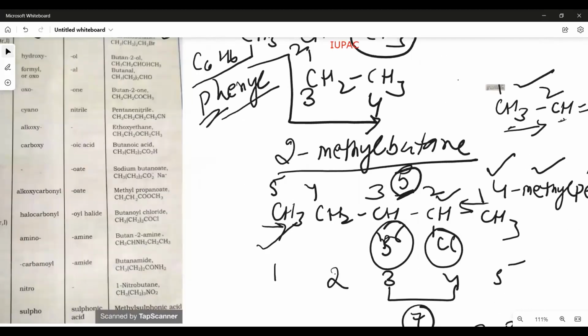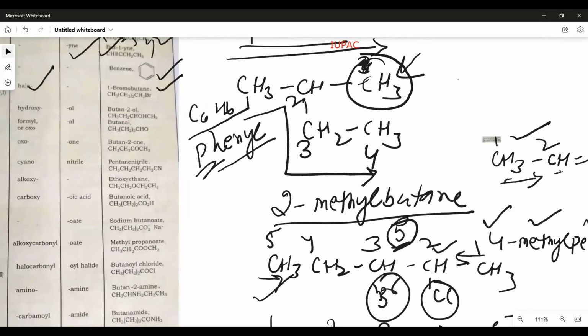Now, another, you will take similarly for the alcohol. For the alcohol, if it is present as a substituent, it will become hydroxy as a prefix, and it will be ol if it is present as the principal functional group. That we will see by examples later on. Now, another one is al, that is the aldehyde group. It may be written as formyl or it may be written as oxo as a prefix, and as a suffix, it will be written as al, like butanal.